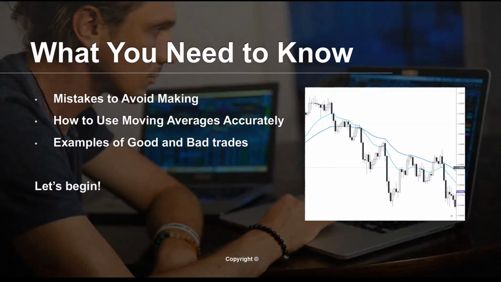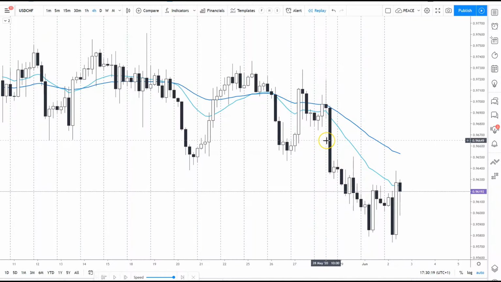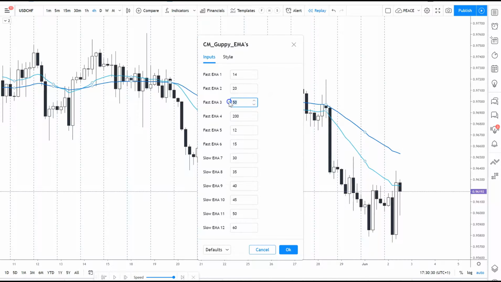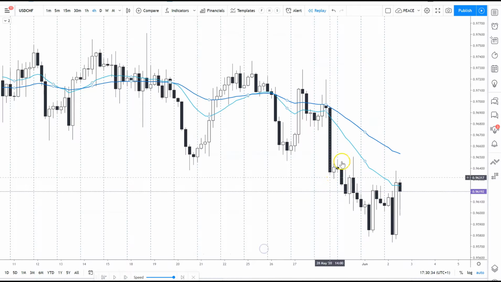So let's begin. The first thing to note is that there are many moving averages. They can be on almost any number, but in this case we're going to use the two most popular ones, which are the 50 and the 200, which will be the slower one. That is what most of the traders use, so we'll use that as a reference. The slow one, the dark blue, is the 200, and the light blue is the 50.